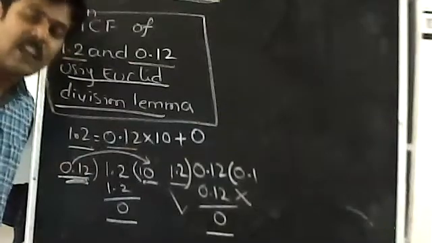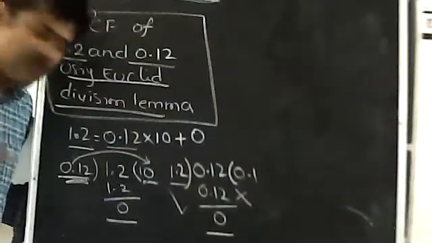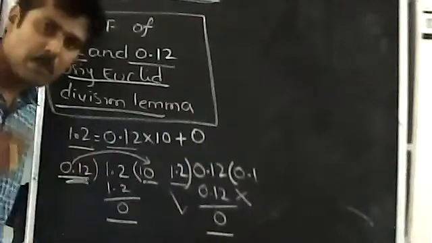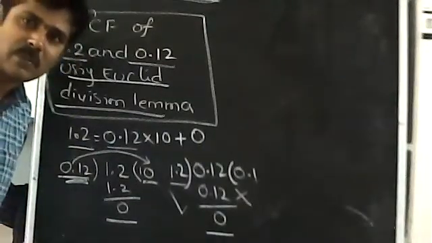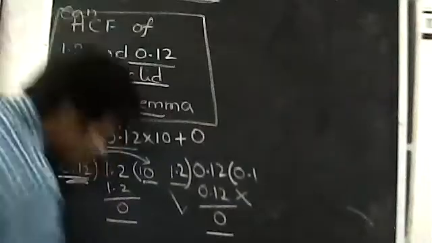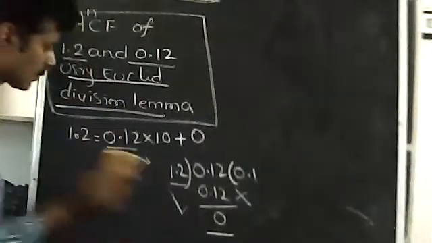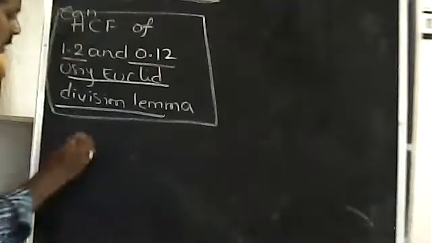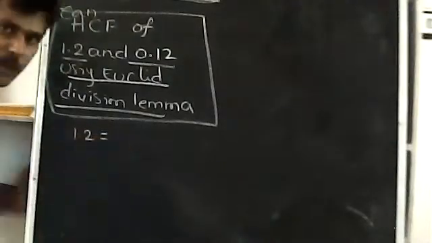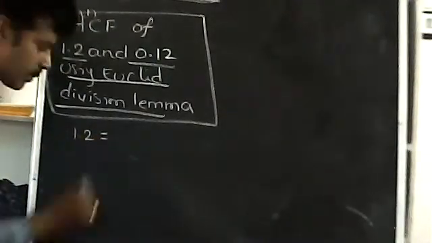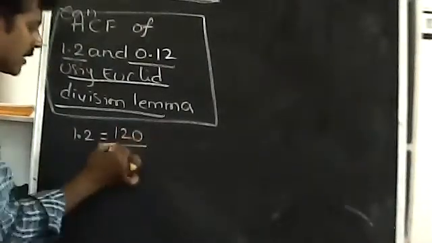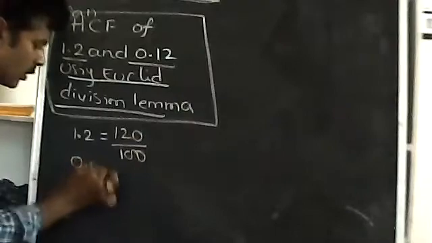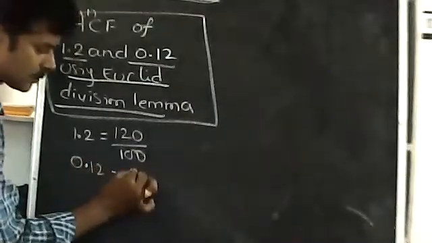Can anybody tell, if you know how to find the HCF of 0.12 and 1.2 in another method? Yes, sir, we can make denominators equal, sir. Yeah, please, first of all take on that point. Yes, you can say that. How can I write 1.2 as? 120 by 100. Yeah, 120 by 100, that's good. And 0.12 as? 12 by 100, sir.